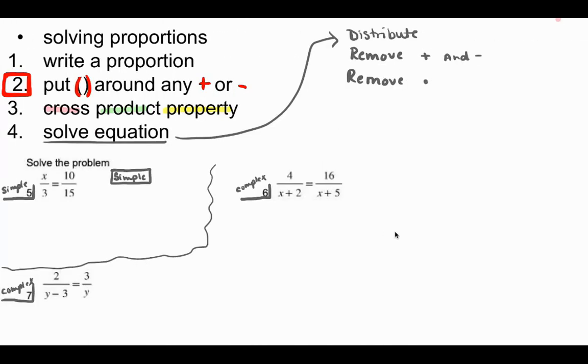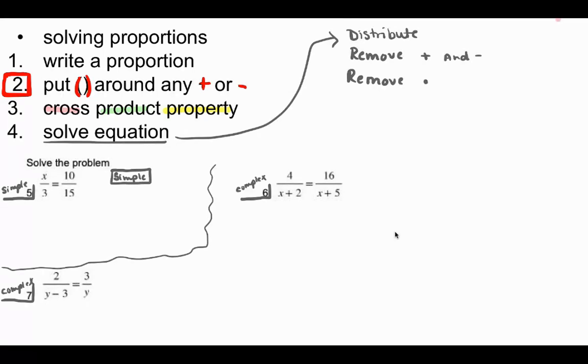Solving proportions. Once our proportion is written, it could either be a simple proportion, which has our variable in the problem one time with no addition or subtraction, or we could have a complex proportion, which may have your variable there more than once, and it may also include addition or subtraction.